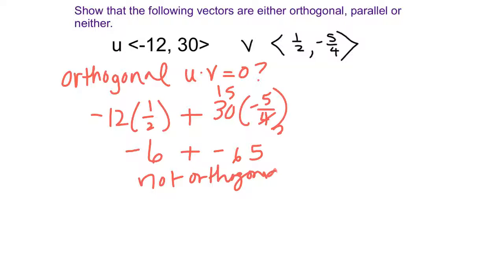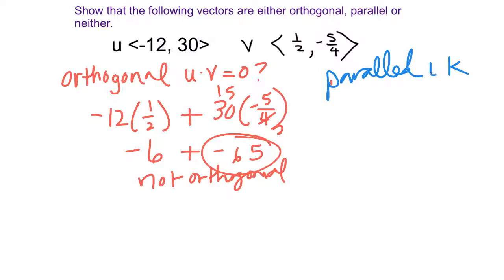I don't even care what the scalar is. If it's not 0, I'm done. This needed to be 0, and it's not. All right, so let's check to see if it is parallel. Parallel, all right? So parallel, I'm looking for k, right? u times k equals v, right? So I'm looking for k. So I'm going to say negative 12k, I'm just staying in the same order, is 1/2, right? So I'm going to divide, and k would be negative 1 over 24.